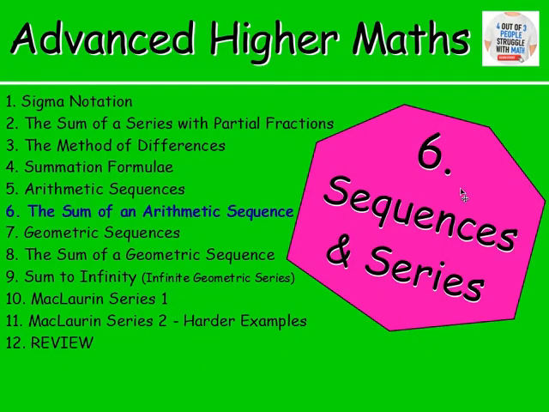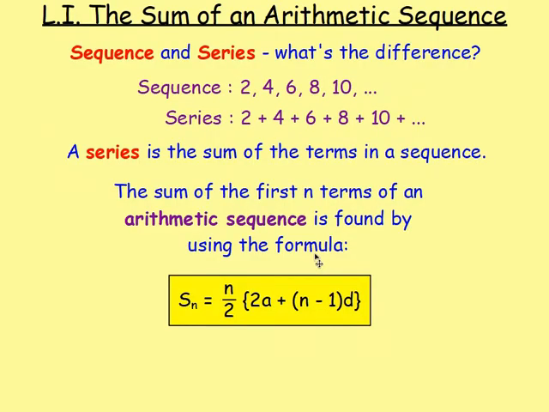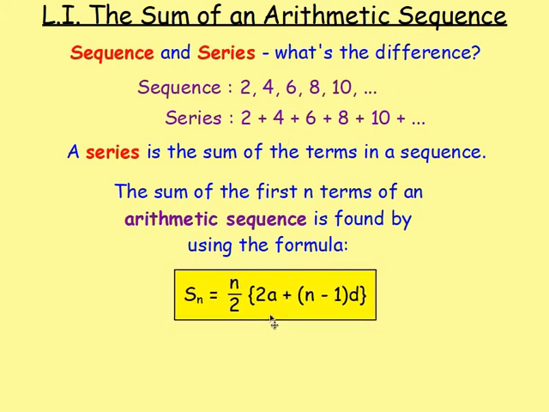We then went on to look at the sum of an arithmetic sequence. Remember, a sequence is a certain list of numbers in a certain order, and a series is the sum of those terms. If we have our sequence and we're adding, it is known as a series, and we can find the sum of that series, or the terms of an arithmetic sequence, by using this formula here.